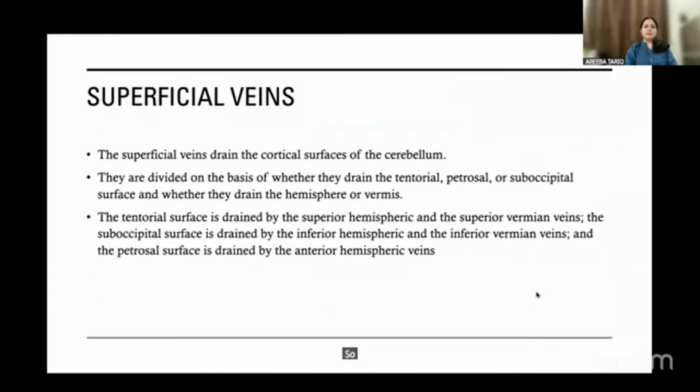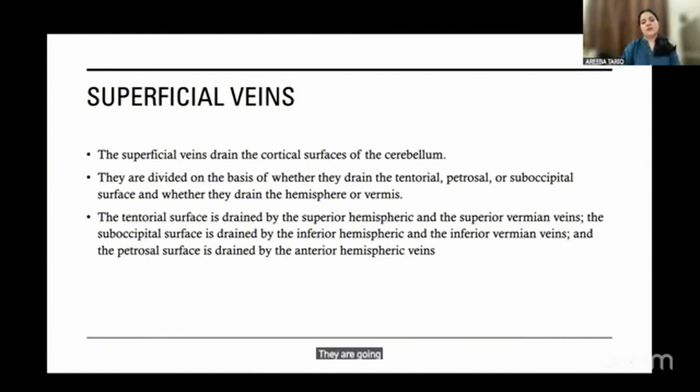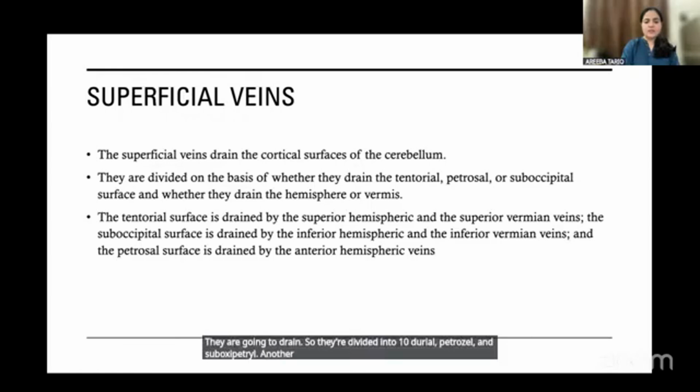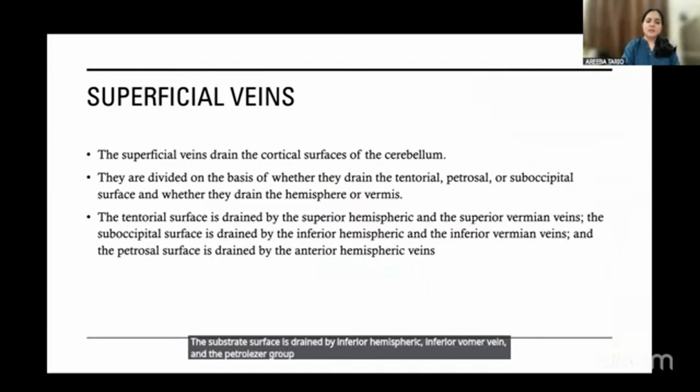So, moving towards the superficial veins first. Superficial veins, as we learned a few minutes back, drain the cortical surface of the cerebellum, and they are divided on the basis of which cortical surface they are going to drain. So they are divided into tentorial, petrosal, and suboccipital groups. Now, the tentorial surface is drained by the superior hemispheric and superior vermian veins, as we read before. The suboccipital surface is drained by the inferior hemispheric and inferior vermian veins, and the petrosal surface is drained by the anterior hemispheric veins.